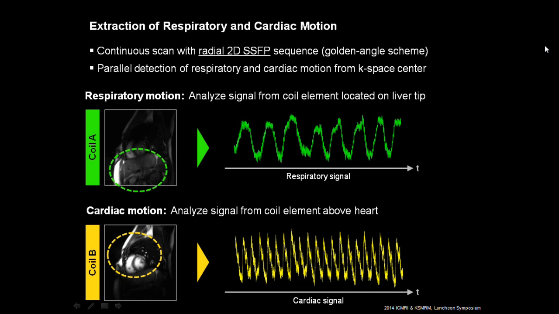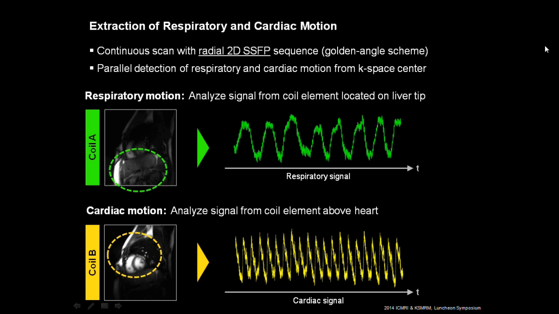Now for this cardiac application, we are not using the StarVIBE sequence. In this application, we are using a radial 2D SSFP sequence, so a true FISP sequence. And this sequence is again using the golden angle scheme. Now with this 2D sequence, it's now possible to in parallel detect both the respiratory motion and the cardiac motion. And we can do this by looking at the K-space center signal from different coil elements.